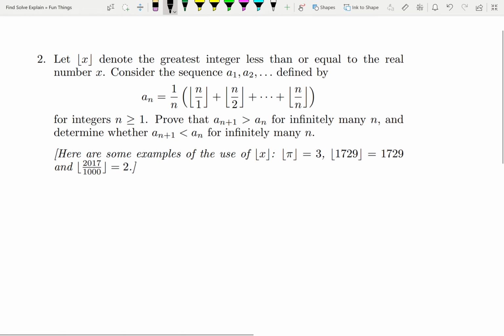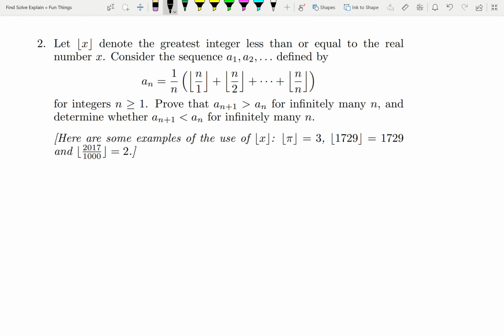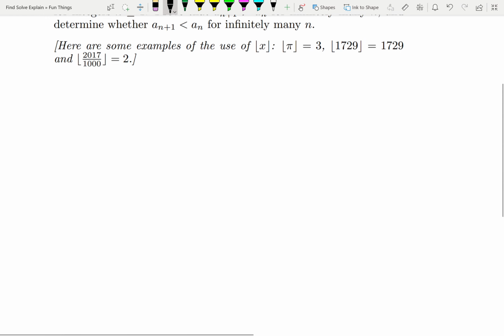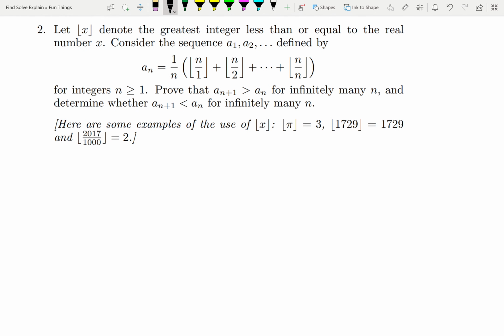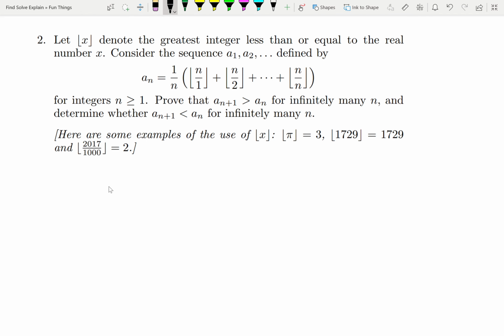A few interesting things to note when we first see this sequence are, first of all, that the first term of each one is obviously going to be 1, because the floor of n over 1 is just n, as there's no decimal part for integers n, and that n divided by n is 1. So automatically you have 1 plus then the floor of n over 2 over n, and so on, all the way up to what ends up being 1 over n, because n over n is just 1.